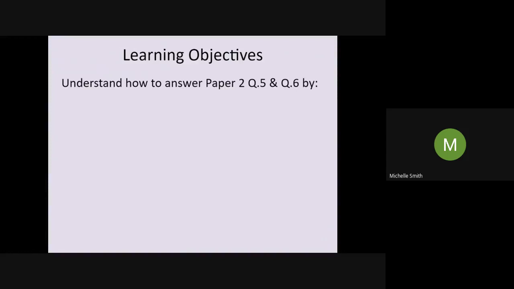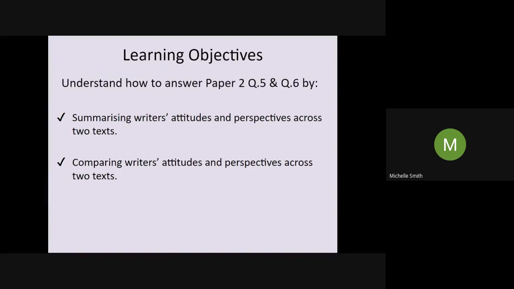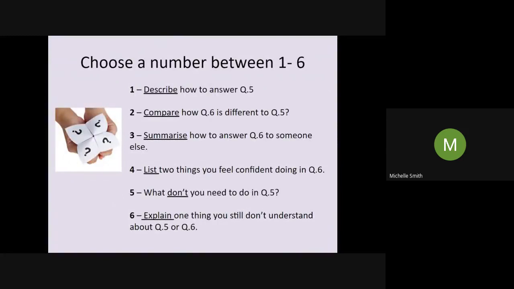Okay, so we've looked at question 5 as well. That was the summary, remember? And we've just done question 6, the comparison. And we used quotes in question 6 to support our ideas. Now, the last couple of weeks, I asked you to do this. I'm going to ask you to do it again, choosing a number between 1 and 6. So if you choose number 1, can you write down how you would answer question 5? Number 2, can you compare how question 6 is different to question 5? That's an interesting one because you're going to be practicing the actual comparison skill.